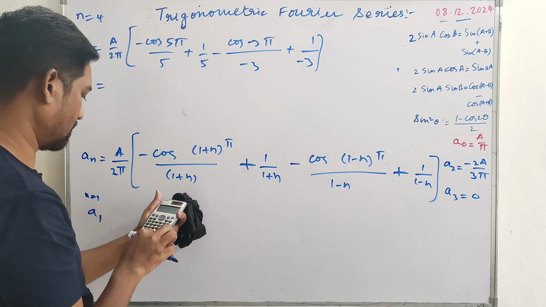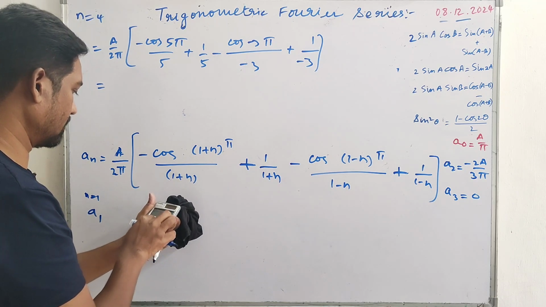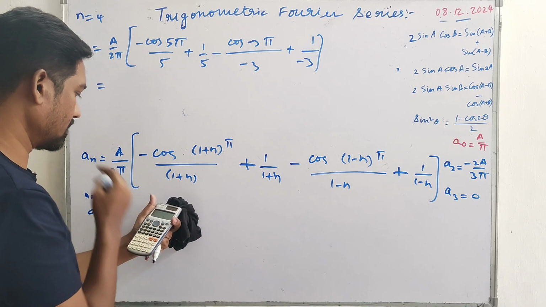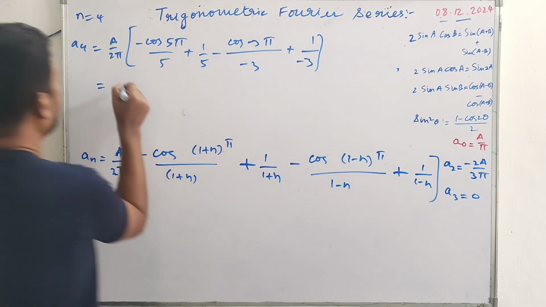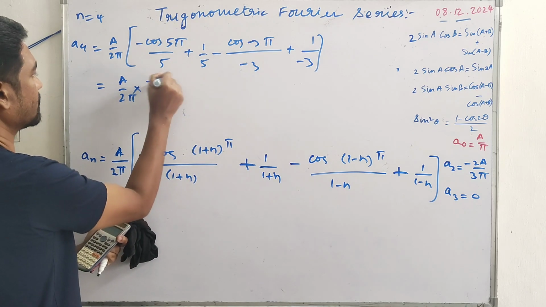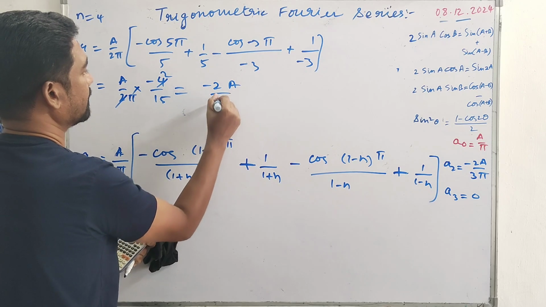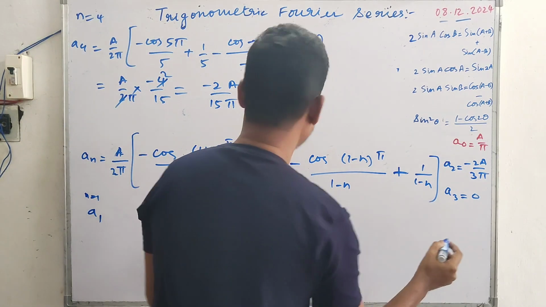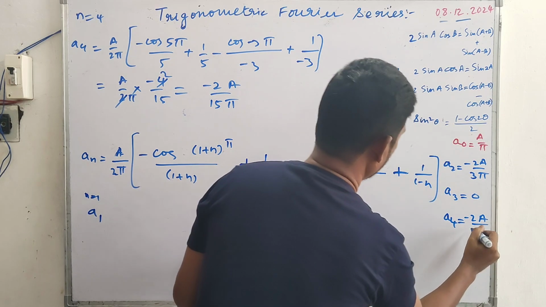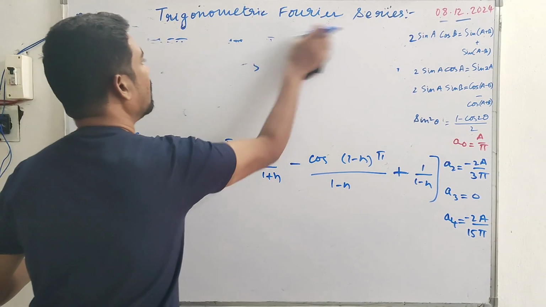It's minus cos 5 pi by 5 plus 1 by 5, minus cos minus 3 pi by minus 3 plus 1 by minus 3. Guys, it's here: a by 2 pi into this one. This value is found out to be minus 4 by 15, times 2, and finally minus 2a by 15 pi. Homework: what's that coefficient? We got a4 equal to minus 2a by 15 pi. So this is how we calculate each and every coefficient individually.